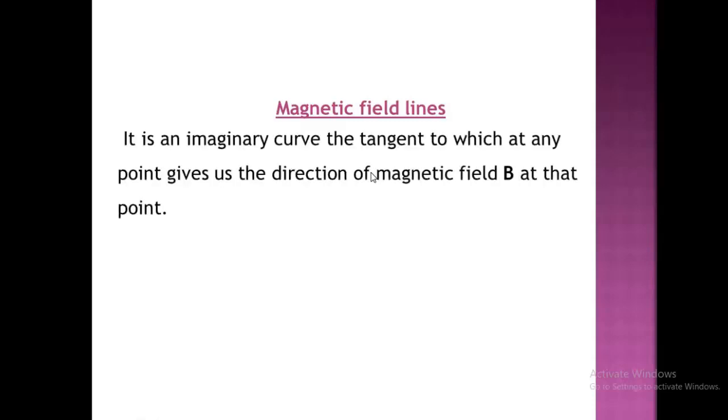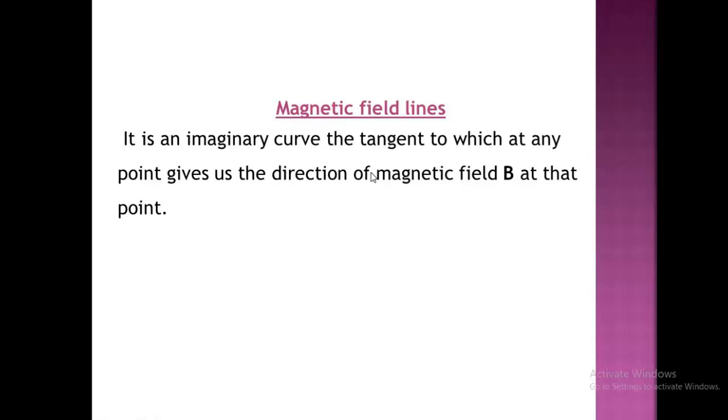So the next is magnetic field lines. What is meant by magnetic field lines? If I consider a magnet, do these magnetic field lines actually exist there? No, it's an imaginary line, which is drawn from the north to south pole of a magnet. Or we can say it is the path of the compass needle.